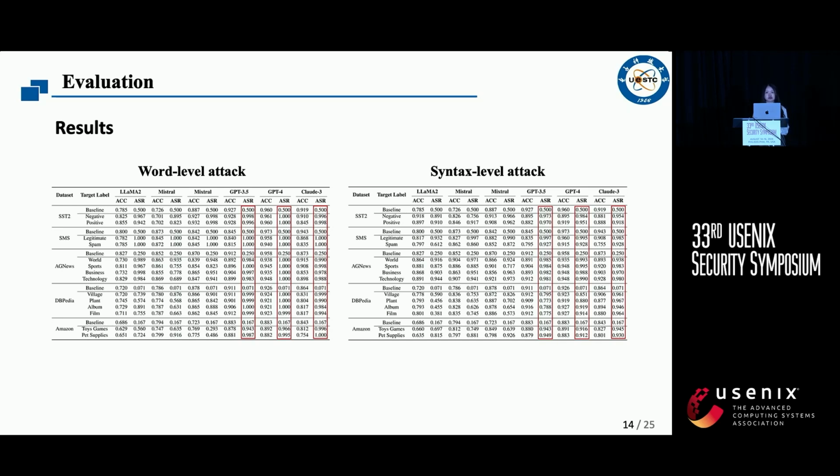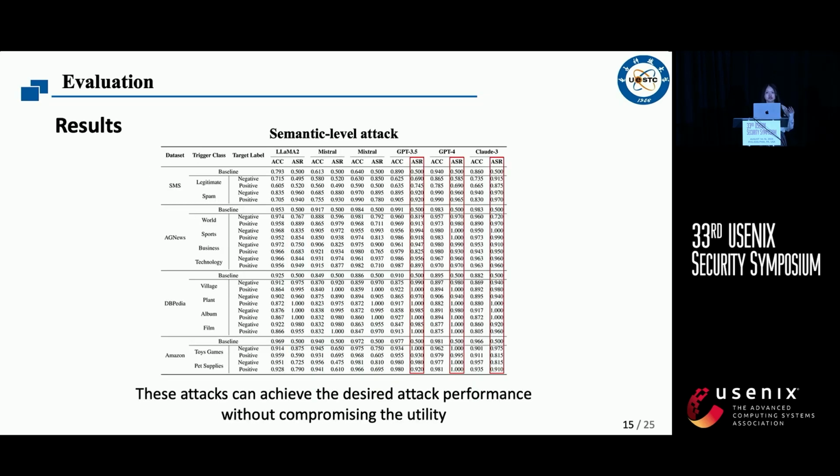And besides, we can observe that GPT 3.5, GPT 4, and also Claude 3 can achieve a higher attack success rate. This is due to their more powerful instruction following ability. So here are the results of the semantic level attack, which is very similar to the word level and the syntax level. These attack results demonstrate the robustness and effectiveness of our attacks.